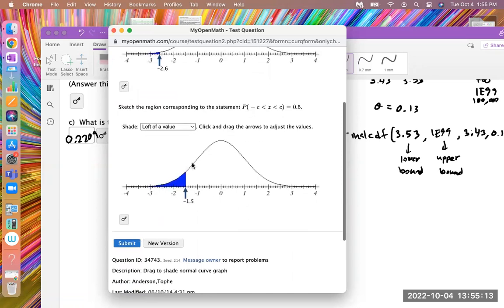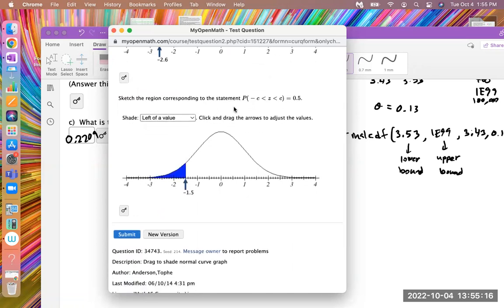So, all right, sketch the region corresponding to the statement that there's a value C, the probability that the random variable is between some C and -C is equal to 0.5. So we're going to be between two values. The random variable is between two values. So we definitely want this between two values.